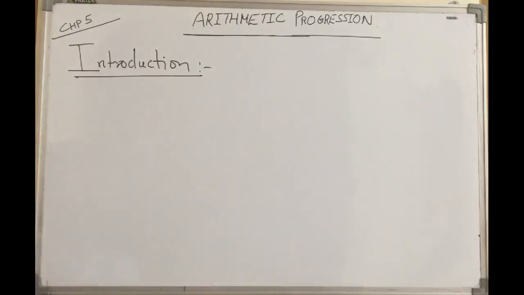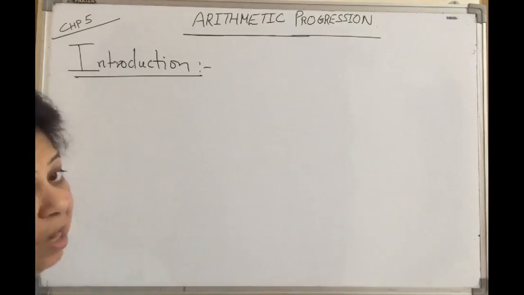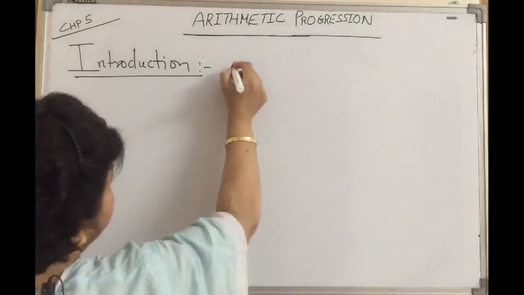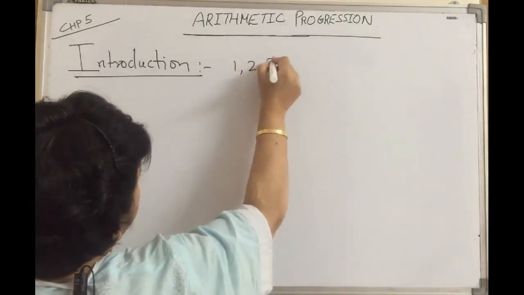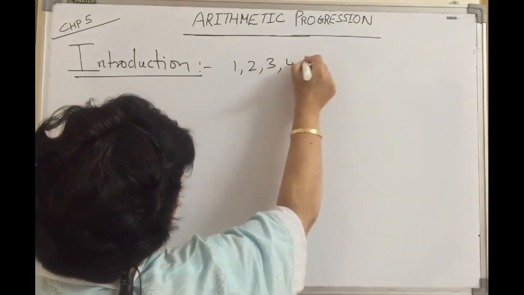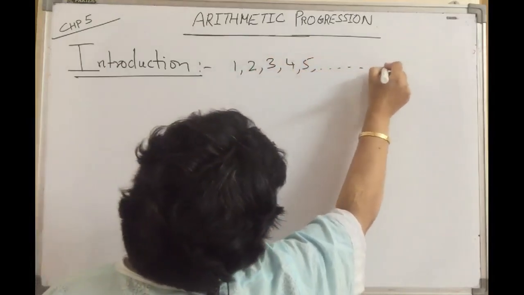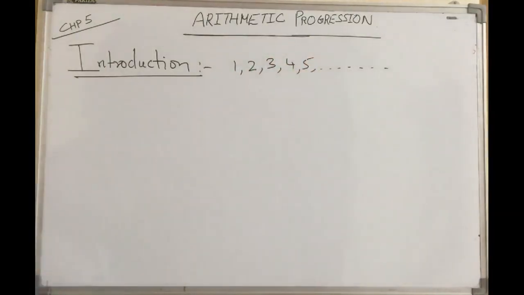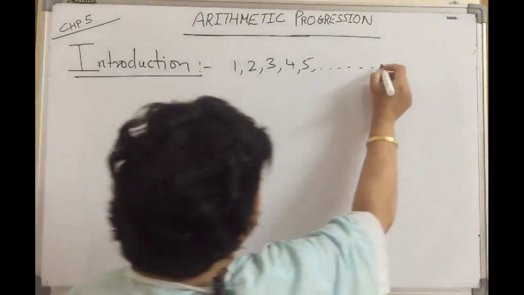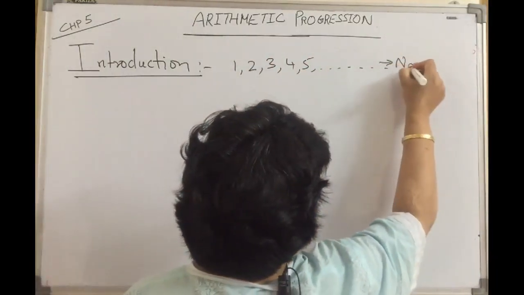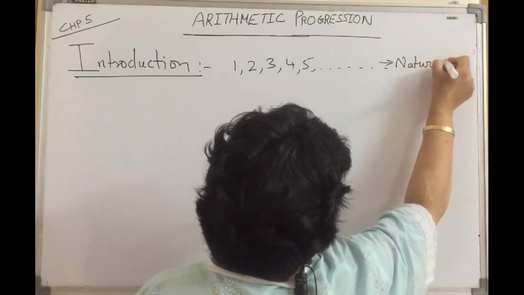In this video, we'll discuss what type of sequence is known as an AP. First of all, we have all learnt the number system. So we know the counting numbers. They begin from 1 and continue till infinity. They're also known as natural numbers.